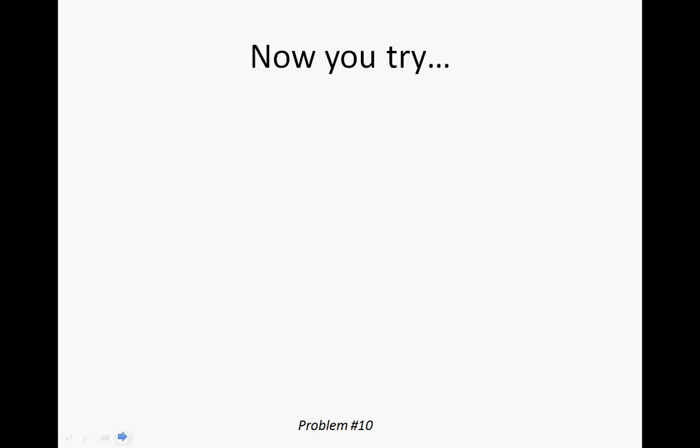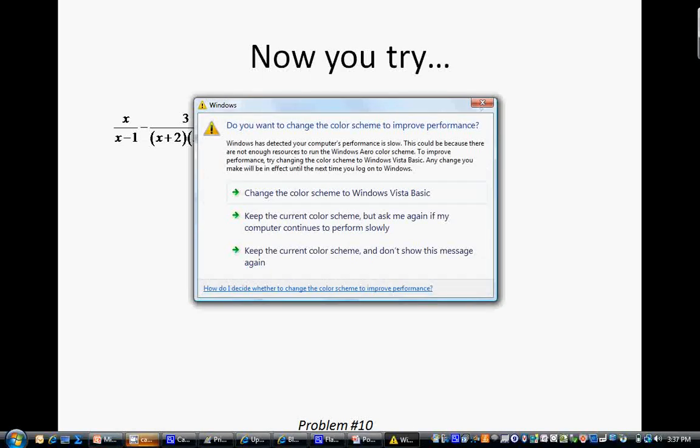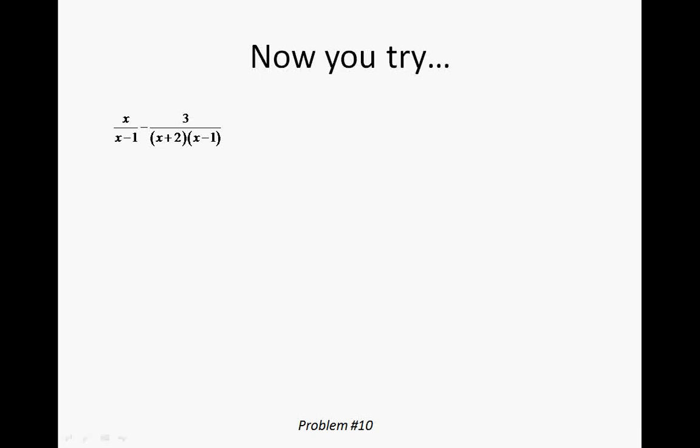Alright, last problem. I want you to try x over x minus 1 minus 3 over x plus 2 times x minus 1. So press pause, give it a few minutes, and try to combine those two fractions. When you're ready to check your answer, I'll put the answer up, and if you get it correct, then great, you're done with your notes for the day and you can move on to your assignment. If not, then I want you to watch how I simplify it.